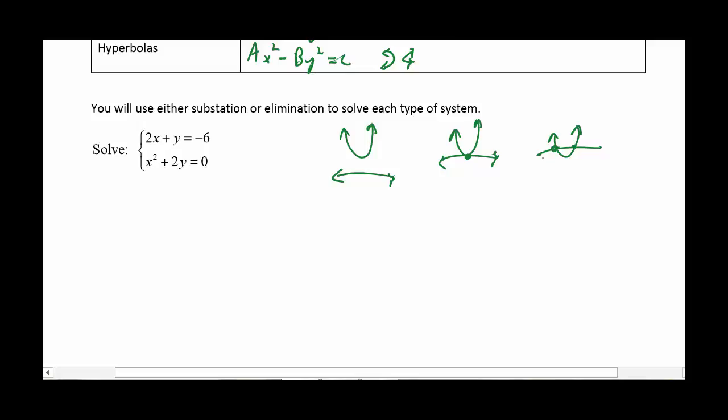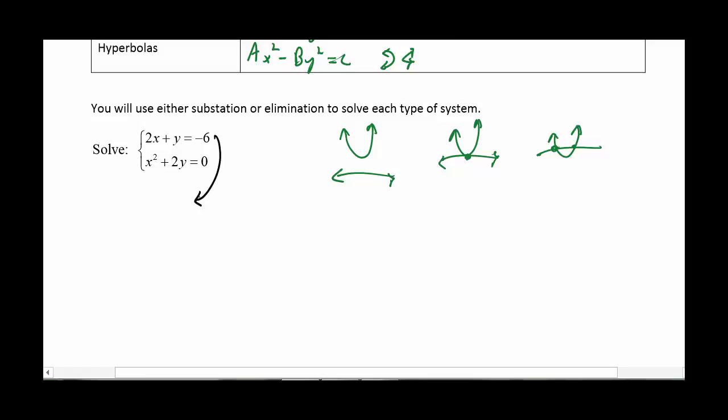So as we're solving this, keep in mind that we're looking for that number of answers. And because we don't understand how to graph these things, we can't really tell graphically, but I can use substitution or elimination. So I'm looking at my variables here, and I like that 2x plus y equals -6. I think that one's pretty easy to isolate the y, so I'm going to go with substitution.